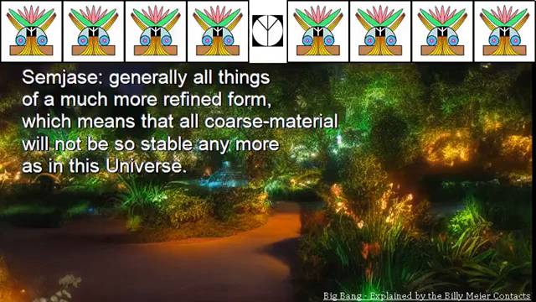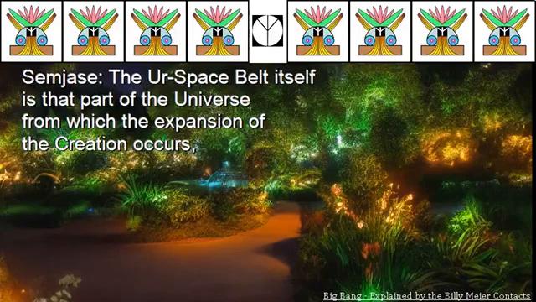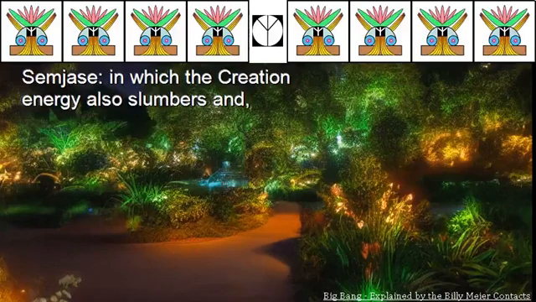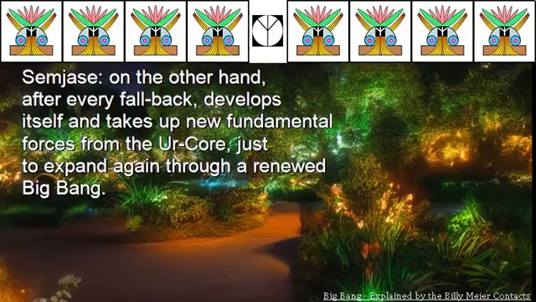Generally, all things of a much more refined form, which means that all coarse material will not be so stable anymore as in this universe. The space belt itself is that part of the universe from which the expansion of the creation occurs, in which the creation energy also slumbers and, on the other hand, after every fallback, develops itself and takes up new fundamental forces from the core just to expand again through a renewed Big Bang.